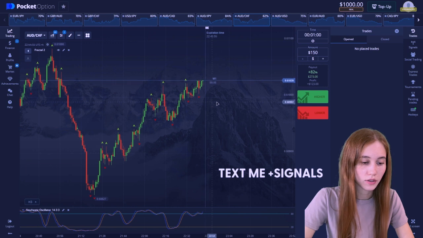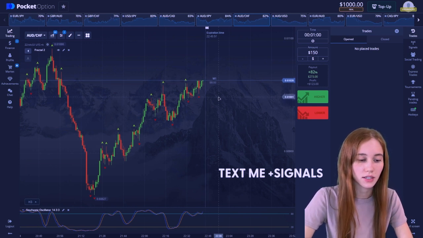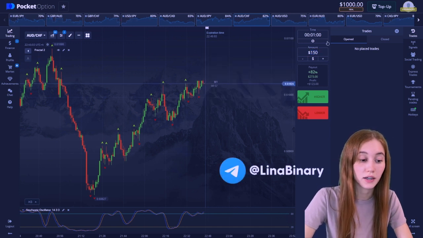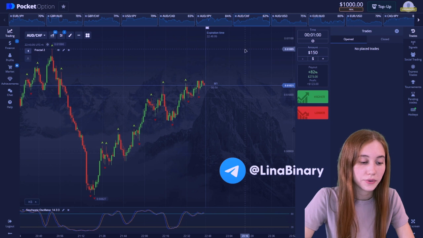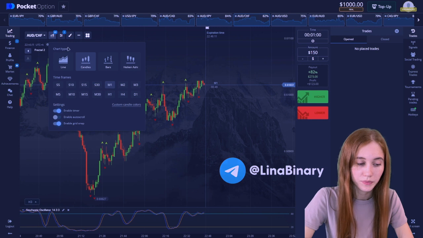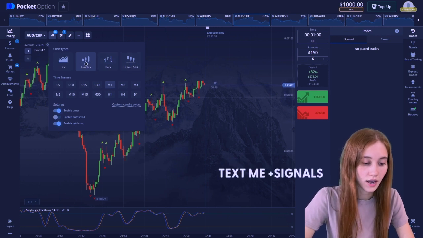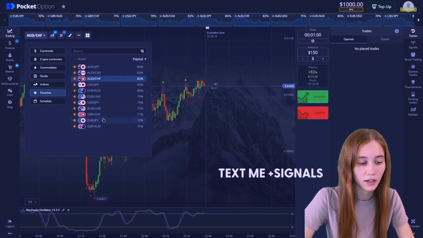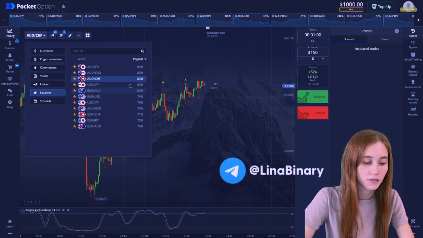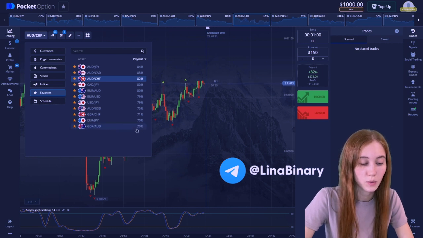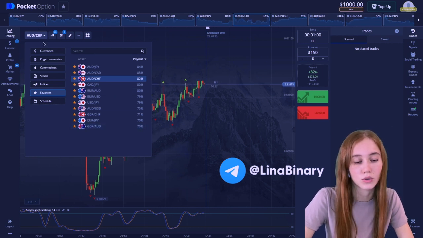And let's set up our workspace. First, we set the deal amount to $150, a little more than 10% of our bank. Also, today we'll trade on minute deals and set a minute time frame and set candles. We'll also trade on currency pairs. I have highlighted these currency pairs where the payout percentage is more than 70%. If the payout percentage is 70%, then for a $100 deal the profit will be $70.